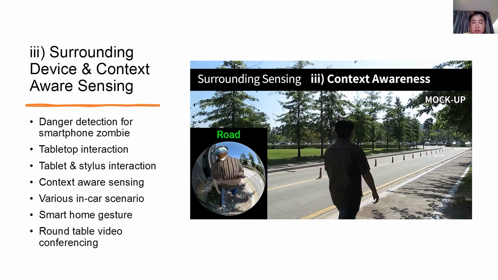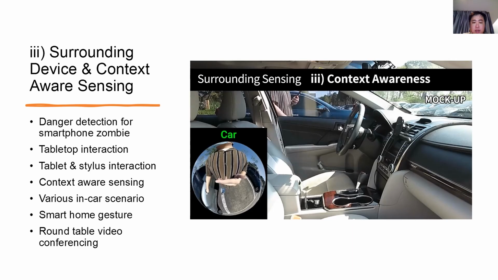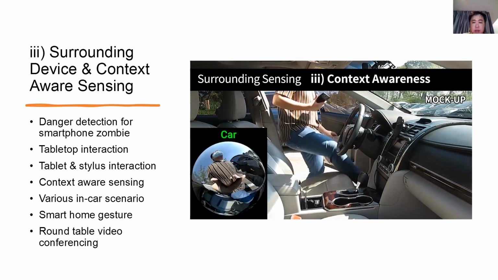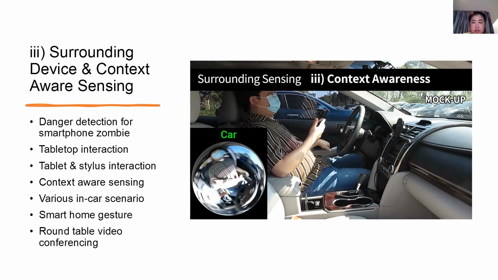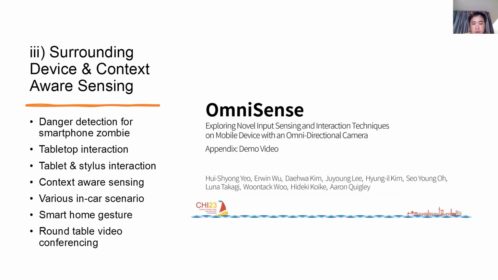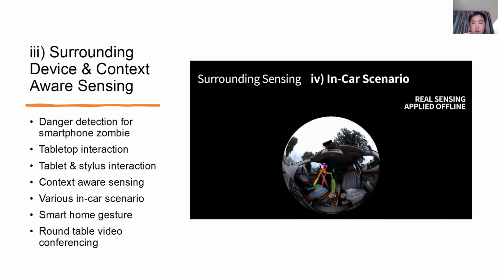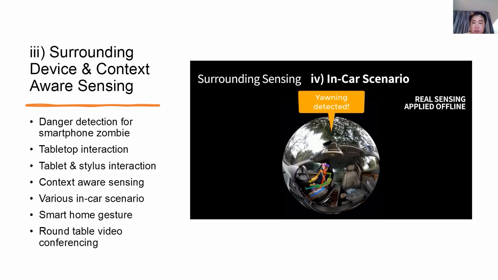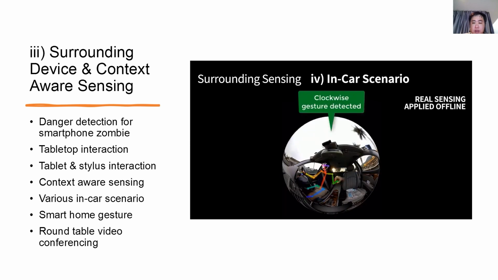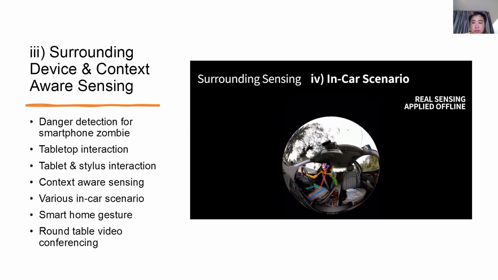Because it can see the surrounding environment of the user, it can also recognize the surrounding and provide context awareness, such as in a car. While inside the car, it can count how many passengers, and it can detect whether the seatbelt is not fastened or the hands not on the steering wheel. It can also detect if the driver is using smartphone, which can be quite dangerous. And it can also detect various in-air gesture for controlling the infotainment system.